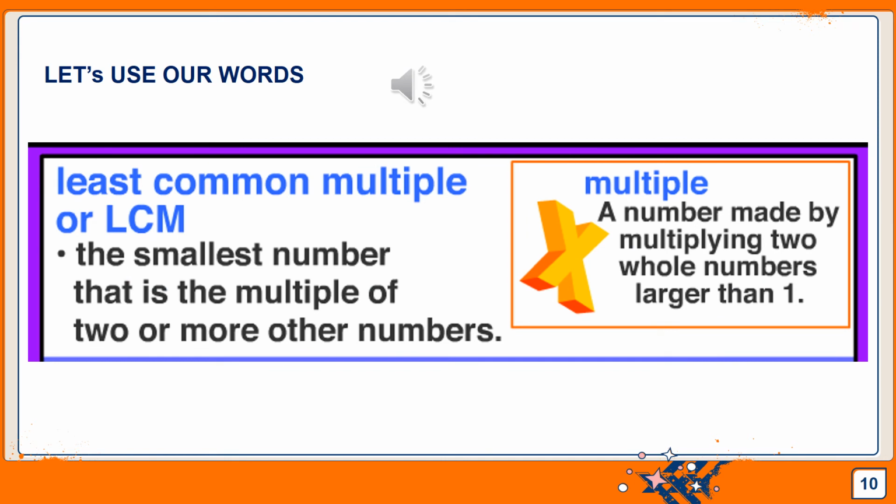Let's use our words. Least common multiple, or LCM, is the smallest number that is a multiple of two or more other numbers. A multiple is a number made by multiplying two whole numbers larger than one. Sounds like some of our words were used. What about yours? Sounds like we're starting to put this back together, doesn't it? Let's see if it makes sense.